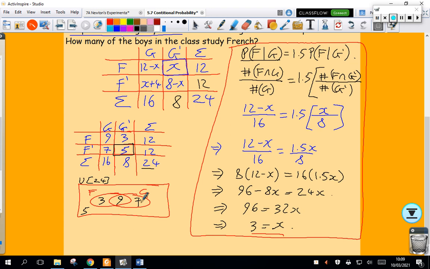What we were asked, how many of the boys in the class study French? So we're assuming that a boy is a non-girl here. So the number of boys studying French will be the number of non-girls studying French, which is 3. So 3 boys study French.